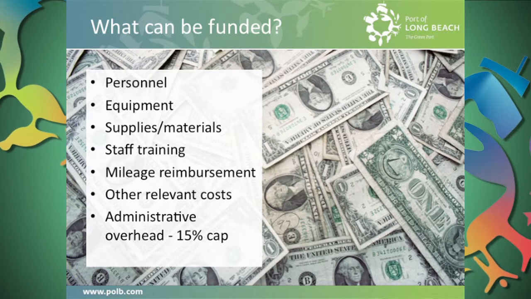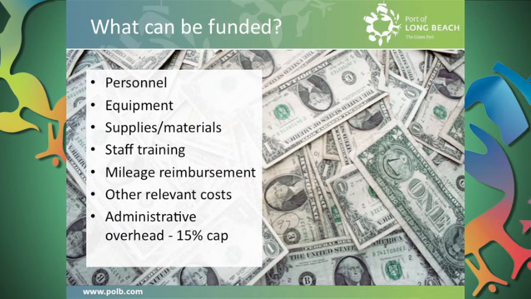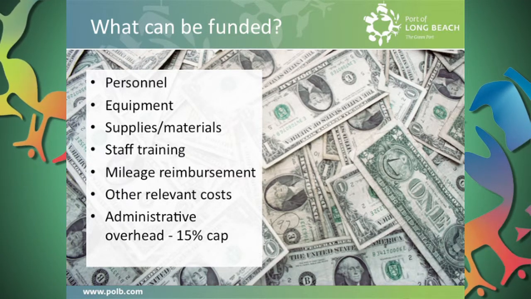We also allow money for administrative overhead, and this includes things like your facilities rent, utilities, indirect personnel costs for human resources and accounting. You're limited to 15% of the total project cost for your administrative overhead. And this is an important point. If you're going to request 15% for administrative overhead, you cannot also request money for those individual components like rent and utilities and the indirect personnel costs.